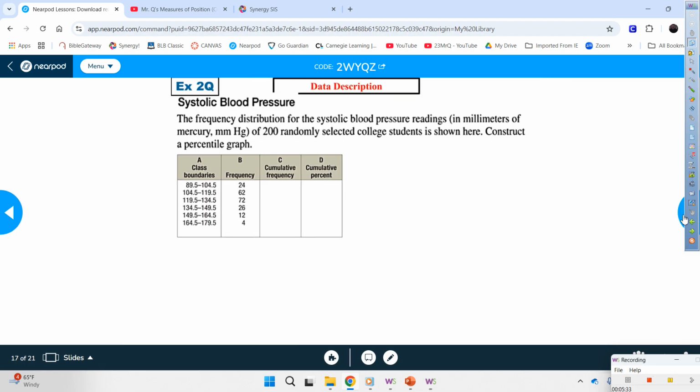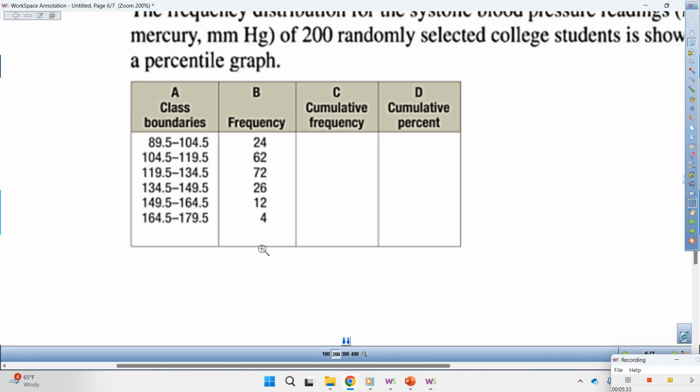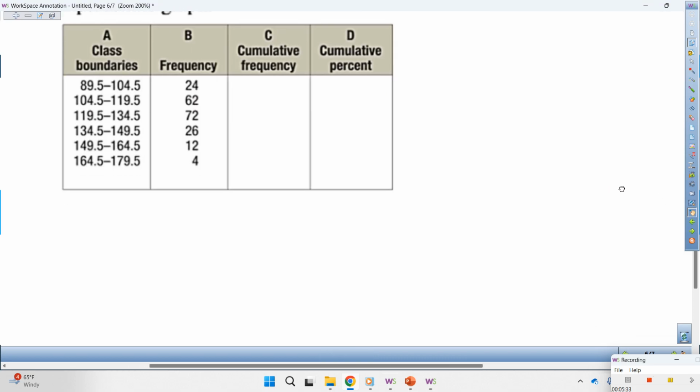Example 2Q. Only copy the table. Let me read you the problem. It reads, systolic blood pressure. The frequency distribution for systolic blood pressure readings in millimeters of mercury of 200 randomly selected college students is shown here. Construct a percentile graph. So, I'll give you some time so you can copy this table. It's going to go pretty fast, so stay focused. So, there's the table. And I'll give you some time.